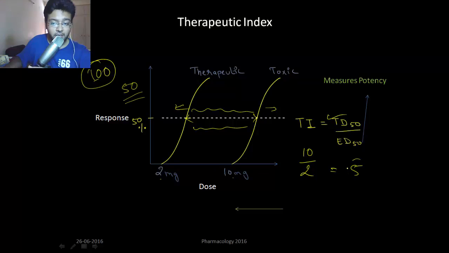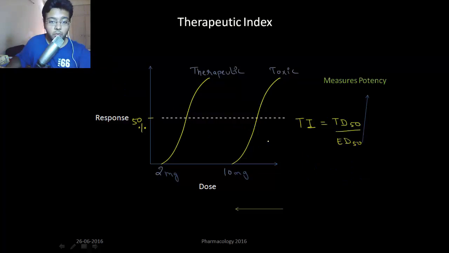We get 5. That means if a normal therapeutic dose of a drug is 2 milligram, you could increase its dose up to 5 times. You cannot increase more than 5 times. Or in contrast, the patient can take 5 more tablets of 2 milligram. He won't develop toxic effects, right? On the verge of developing toxic effect. So this drug has a pretty wide therapeutic index, around 5.